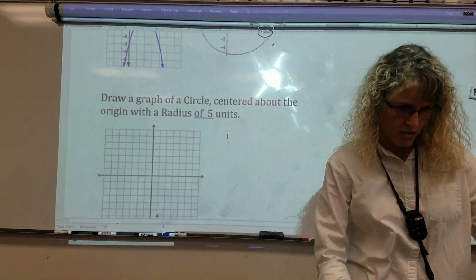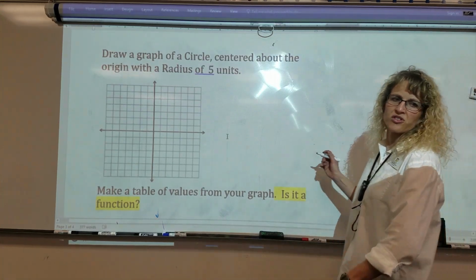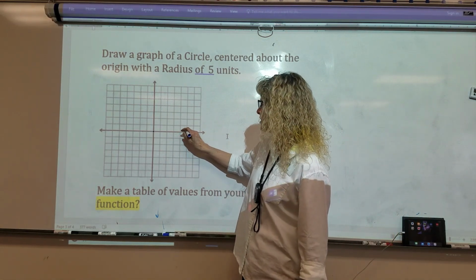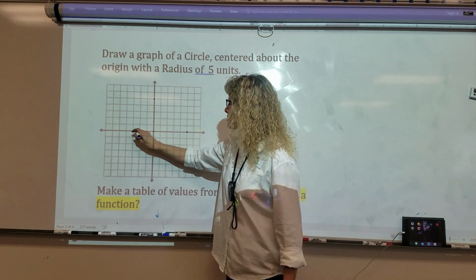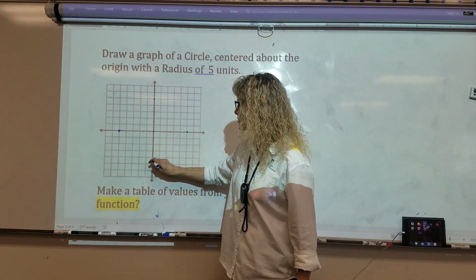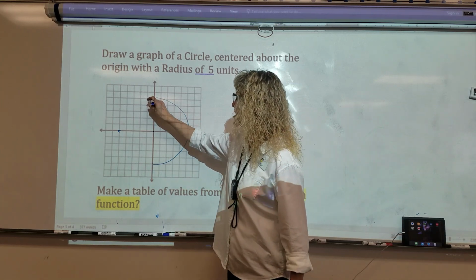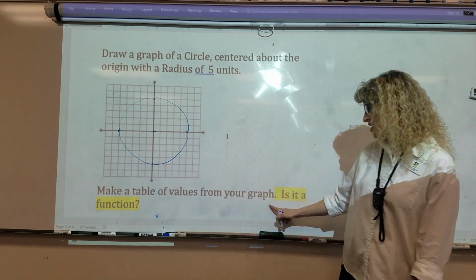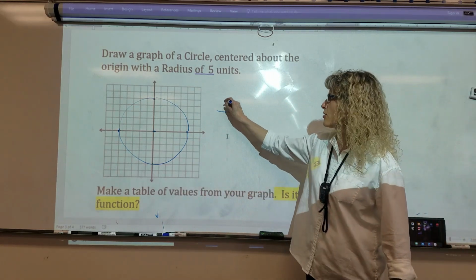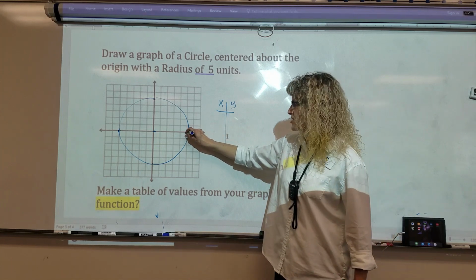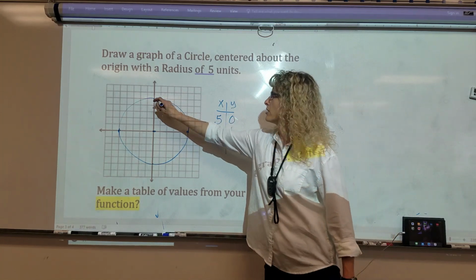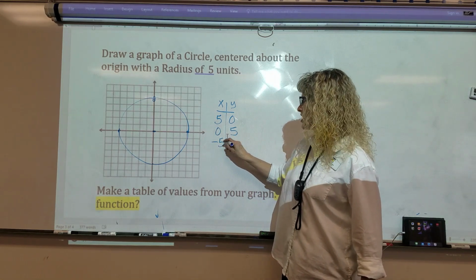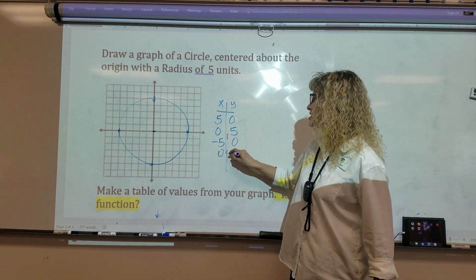All right. So next up, draw a graph of circles centered about the origin with a radius of 5. So here's a circle. We're going to go radius of 1, 2, 3, 4, 5 in each direction. We're going to try our best to make it round. Okay. There's a circle. It says make a table of values of your graph. Is it a function? So here's my table. If I use this point, I've got (5, 0), (0, 5). And then I've got (-5, 0), and (0, -5).